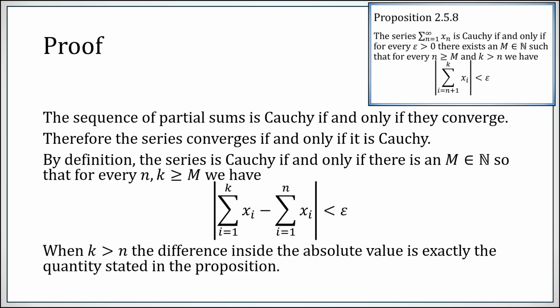Now, if I further assume that k is larger than n, what we have here is the sum going from 1 to k, take away the sum from 1 to n. What's left behind are exactly the terms from index n plus 1 to k. So this is not much of a proof. It's essentially by definition. We have called a series Cauchy when its partial sums are a Cauchy sequence, and a Cauchy sequence is exactly a convergent sequence. This more or less falls out.